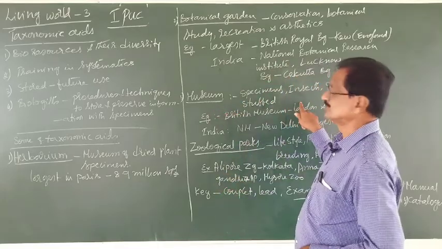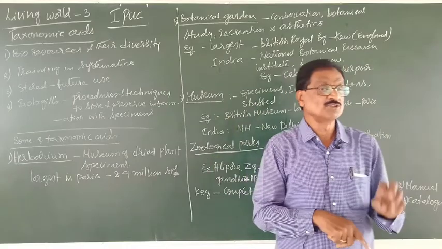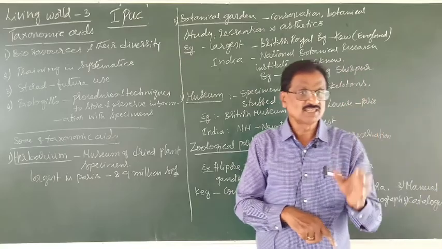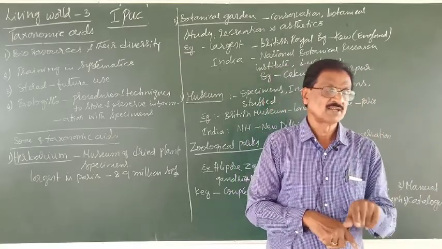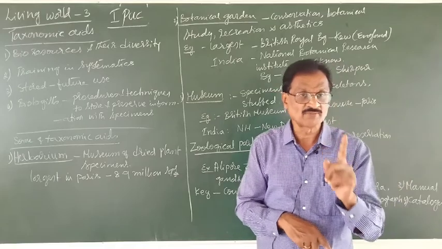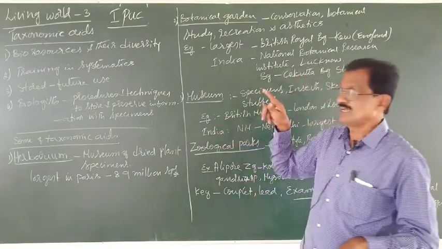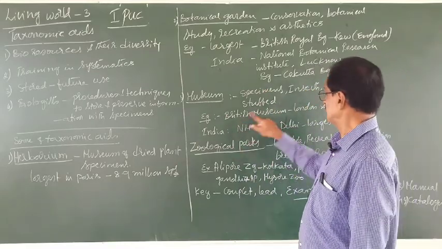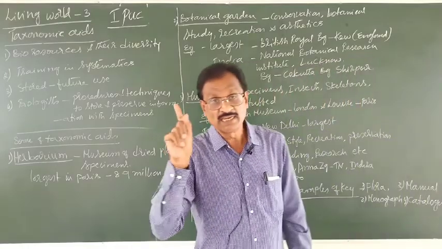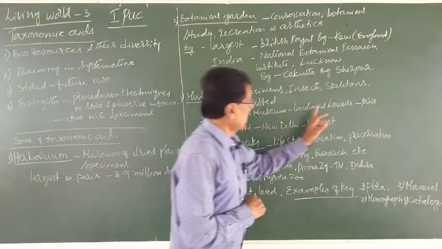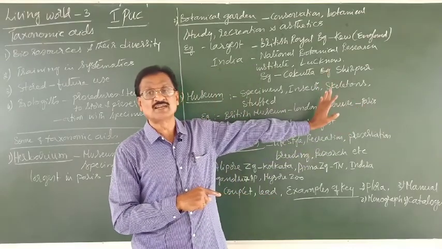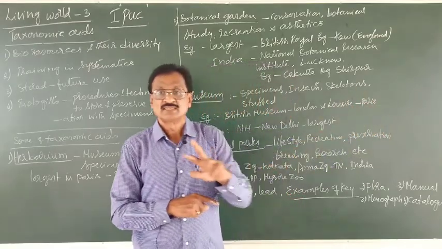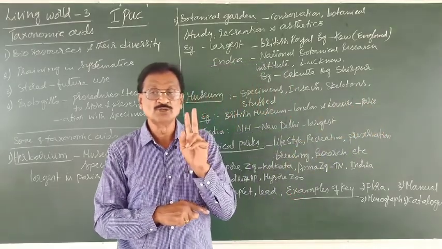That is the museum. Overall, we can say museum is the center where specimens are collected and preserved in the bottles or the jars with preservatives like formalin. The largest museum is the British Museum found in London, and another famous one is the Louvre Museum found in Paris. These are the world famous museums.